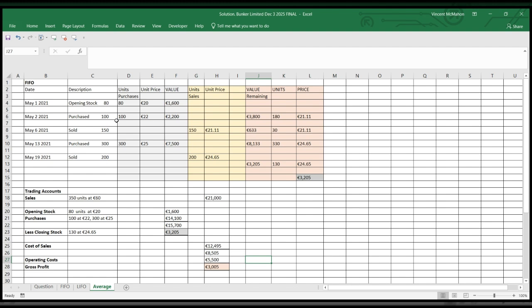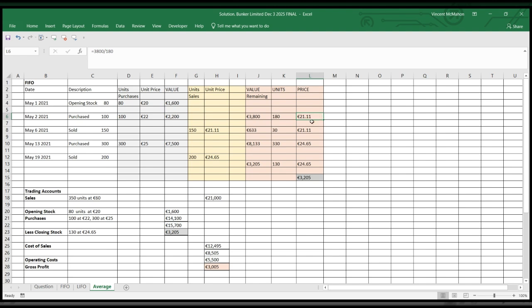Average method, same story, 80 to start, cost us 20. We bought 100, cost us 22. This time, what we're going to do, we're going to add together the value of our opening stock plus the value of what we just bought, and that comes to 3,800. We had 80, bought 100, we now have 180 units. We get the average value of those units, which is 3,800 divided by 180.